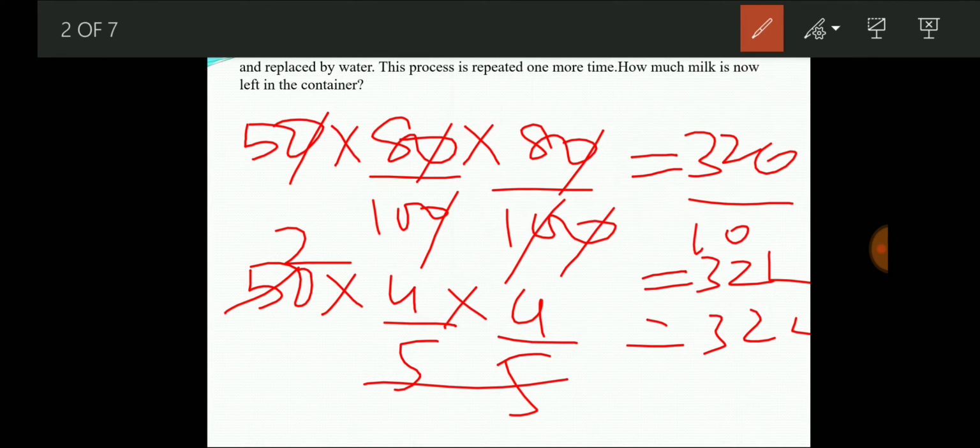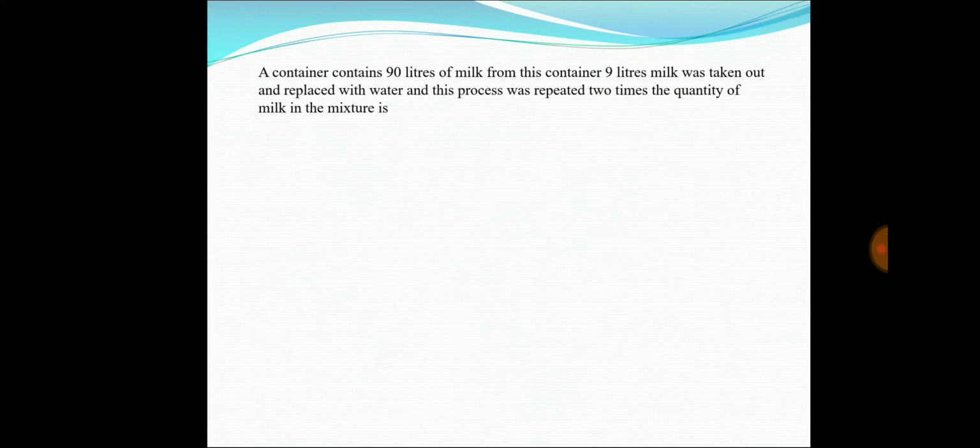Fine. So probably we'll get on to the next question for a better understanding. This is a shortcut with which we can solve that. A container contains 90 liters of milk, from which 9 liters was taken out and replaced with water. And this process was repeated 2 times. The quantity of the mixture in the milk is.